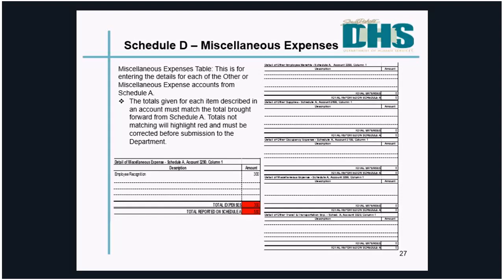Another thing to keep in mind is do not use decimal points. Round off to the nearest whole dollar, 0.49, go down, 0.50 and up, go up. So please keep that in mind as well.